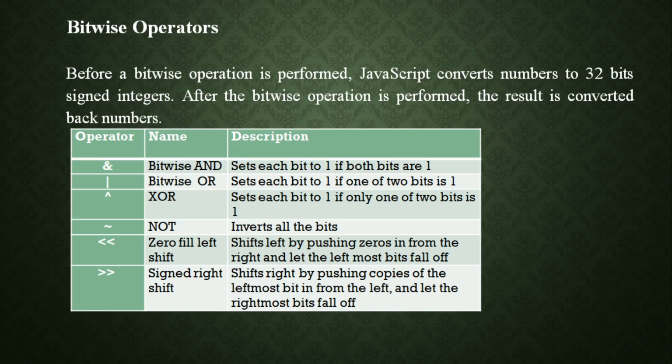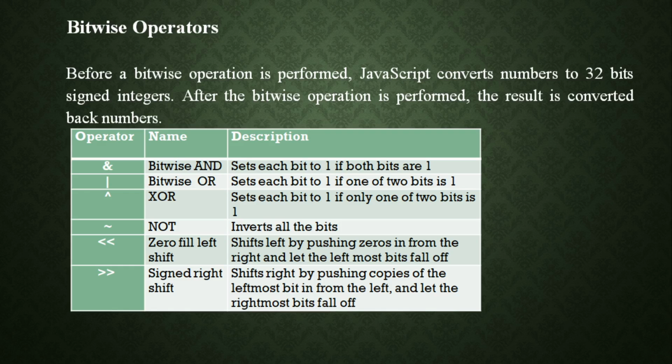Bitwise operators. These bitwise operations are performed in JavaScript by converting numbers to 32-bit signed integers. After the bitwise operation is performed, the result is converted back to numbers. Here we are using ampersand for AND operator, pipe for OR, caret for XOR, tilde for NOT, left shift, signed right shift.